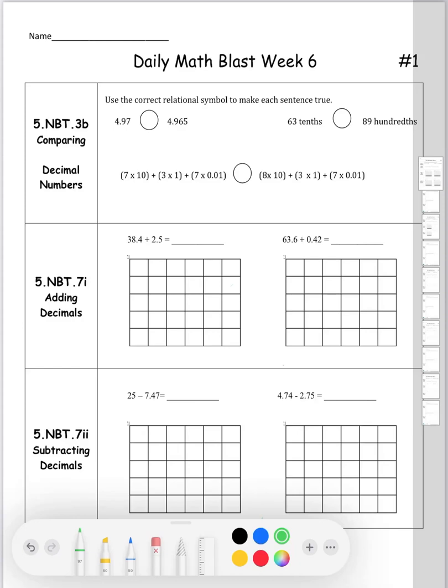Math Blast Week 6, Decimal Numbers. Use the correct relational symbol to make each sentence true. 4 and 97 hundredths compared to 4 and 965 thousandths.